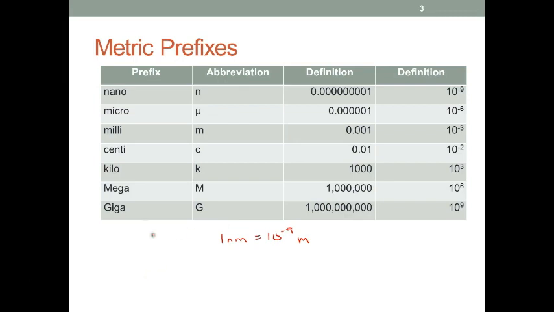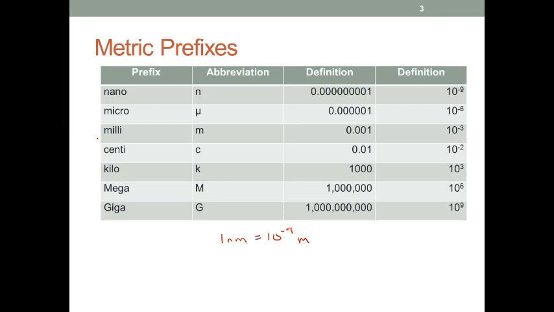Next on the list we have the micrometer. It's abbreviated with this funny looking U. It's got a little tail. That's because this isn't a U. It's actually the Greek letter mu. And if you look, there are 5 zeros here. That means 1 micrometer is 1 millionth of a meter. Or in other words, I could say it takes 1 million micrometers to make a meter.